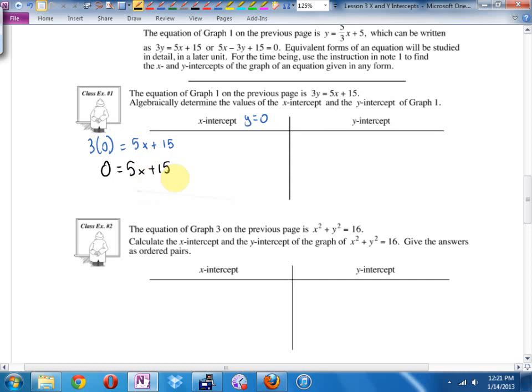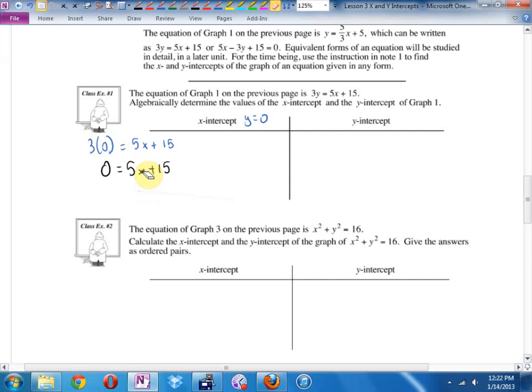I want to get the x by itself. Now, you may be able to do this in your head, and if you can, great. But just in case you can't, we'll do this the long way. I want to get the x by itself. What side is the x on, the left side or the right side? The right. So for me to get the x by itself, I need to get rid of this 5 and this 15. How? What's the 5 doing to the x mathematically? Adding, subtracting, multiplying, or dividing?